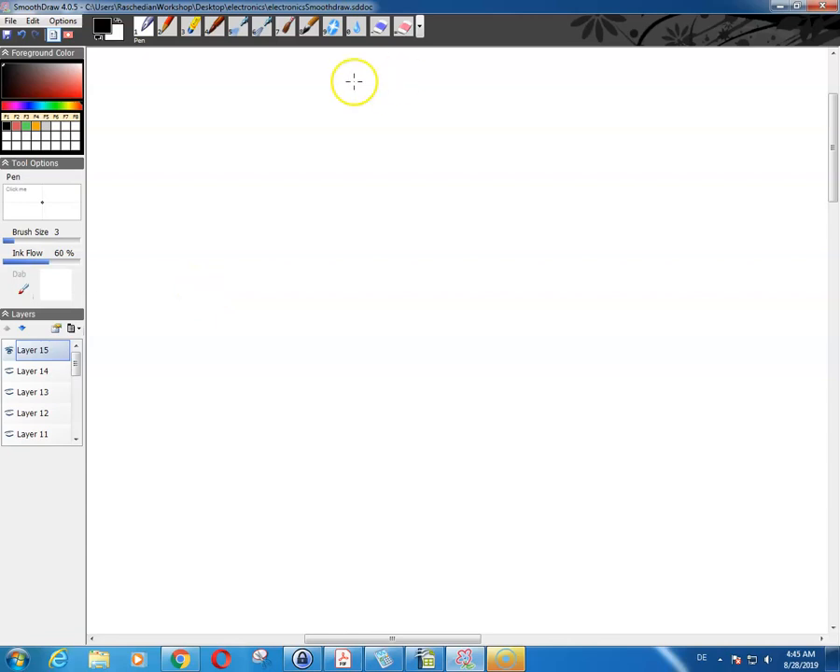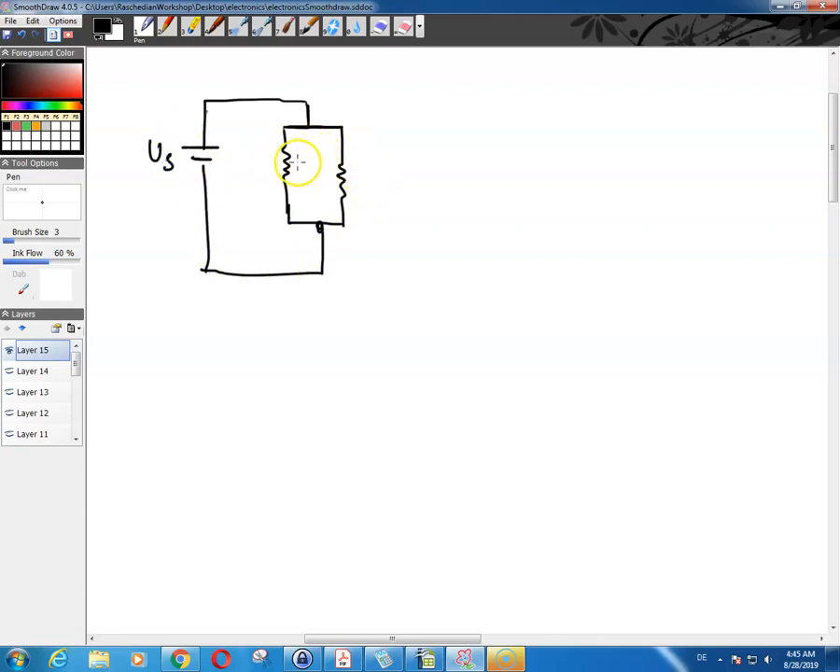And of course, in these current divider circuits, your circuit is always something like this. You have these two parallel resistors, and they are connected to some sort of power supply. This is your power supply. Let's say that this is your R1, this is your R2, this is your I1, this is your I2, and this is your I of t.